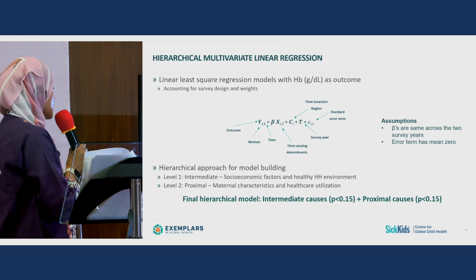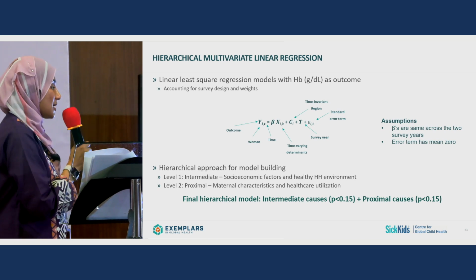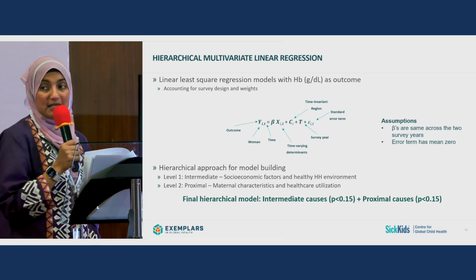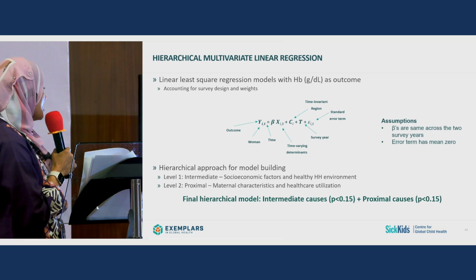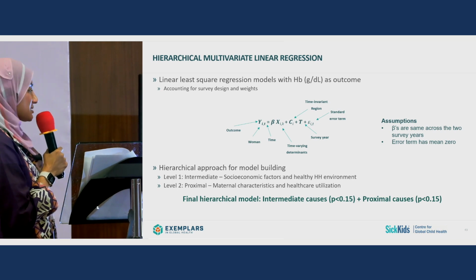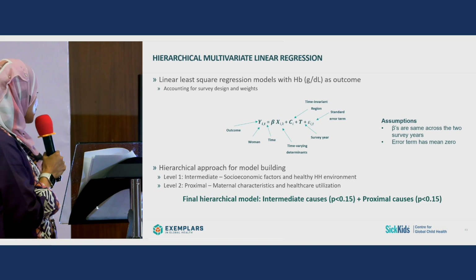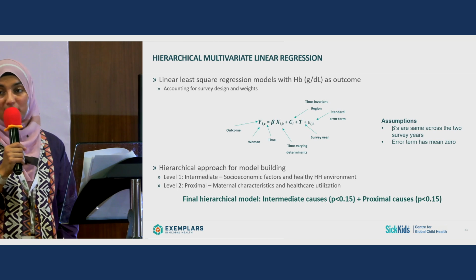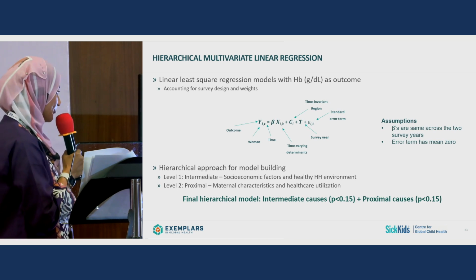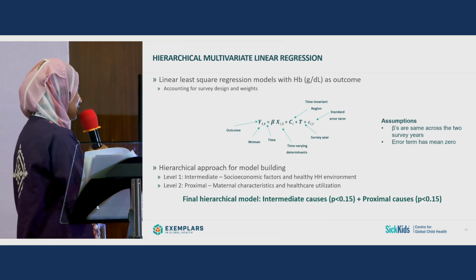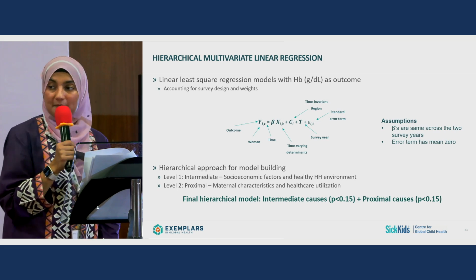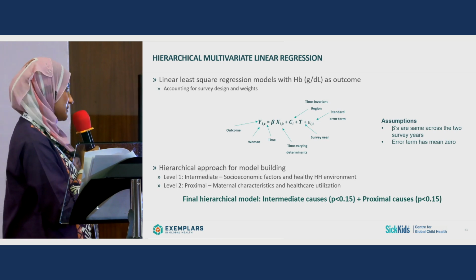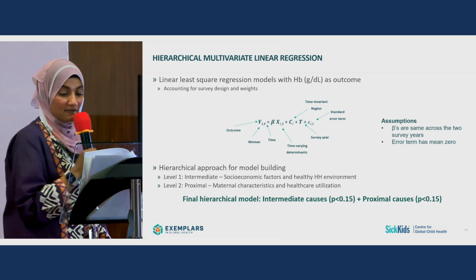Our hierarchical approach for model building was based on 2 levels. Specifically, level 1 included the intermediate factors, which accounted for the socioeconomic factors and the healthy household environment, followed by proximal level factors, which were the women's characteristics as well as their healthcare utilization practices. And our final hierarchical model included intermediate causes with a p-value of less than 0.15, and proximal causes with a p-value of less than 0.15. Next slide, please.